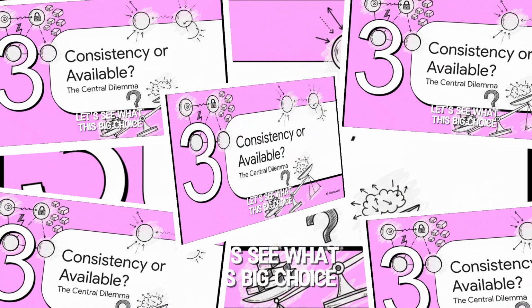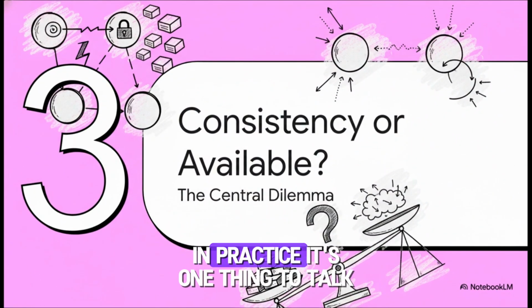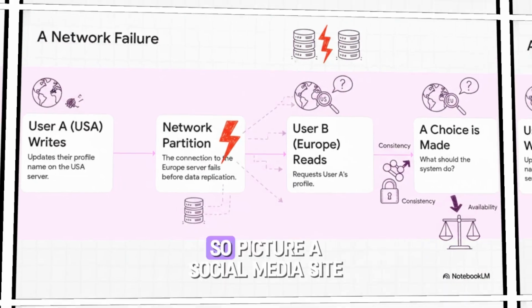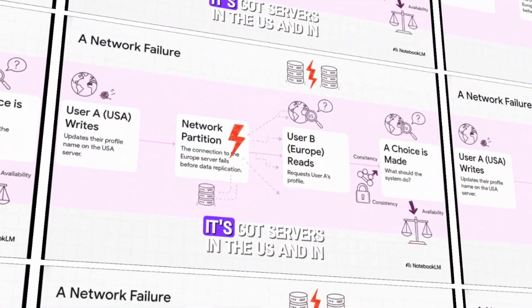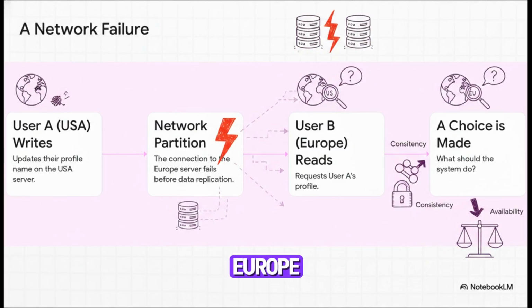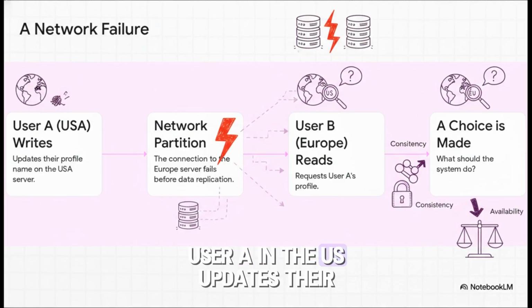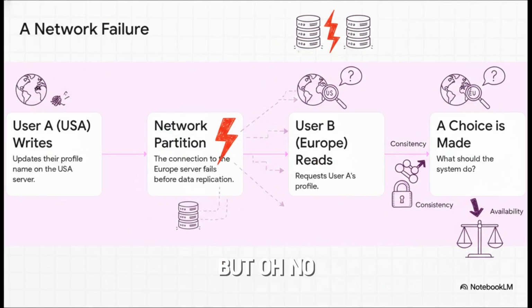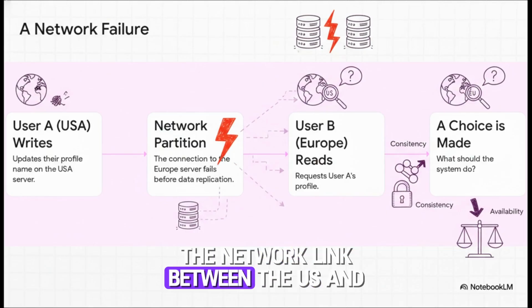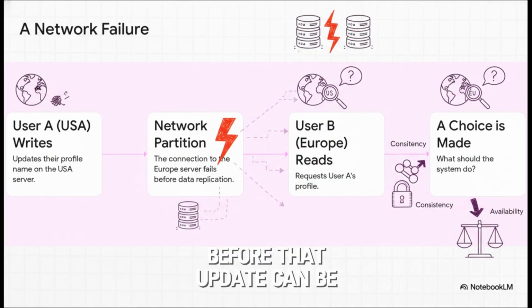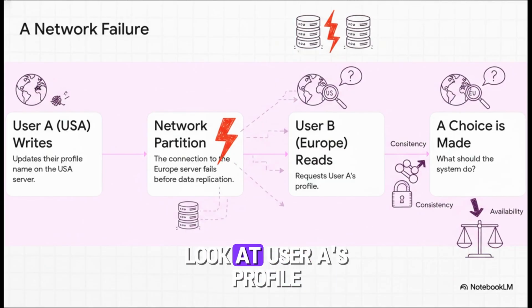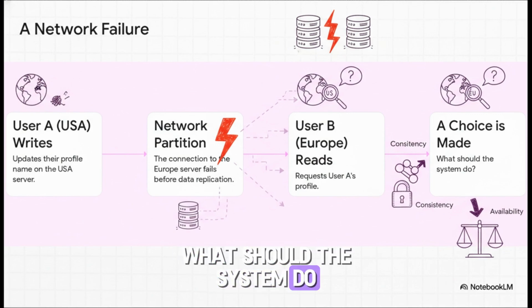All right, let's see what this big choice actually looks like in practice. It's one thing to talk about it, another to see it in action. So picture a social media site. It's got servers in the US and in Europe. User A, in the US, updates their profile name. That update hits the US server. But oh no, the network link between the US and Europe breaks before that update can be copied over. Now, user B in Europe tries to look at user A's profile. What should the system do?